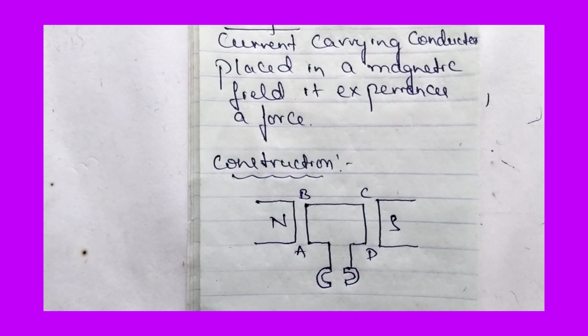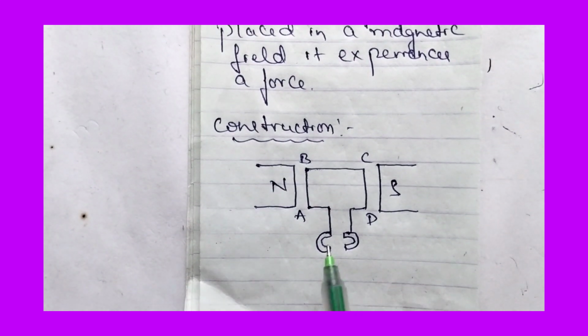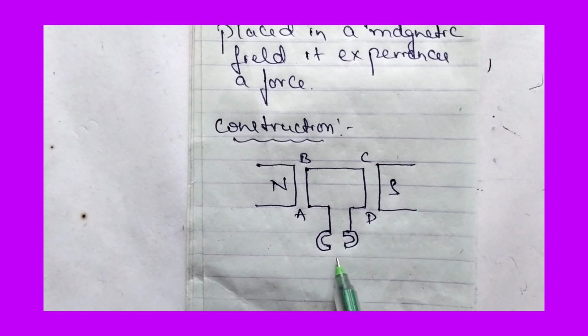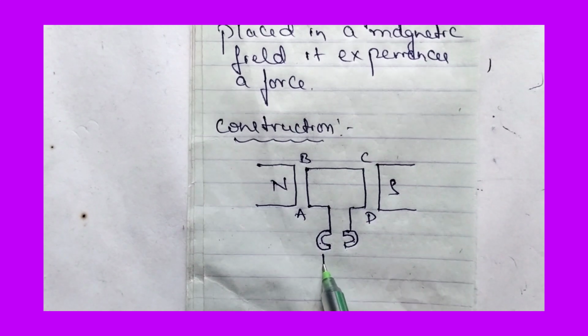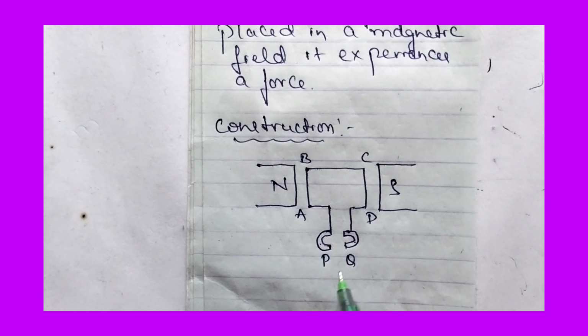Next, these two are split rings. One ring is made into two halves. Therefore, each part is called a split ring. It is made up of copper. It is a copper split ring. This split ring, let us call one as P, another Q. So PQ is a split ring.